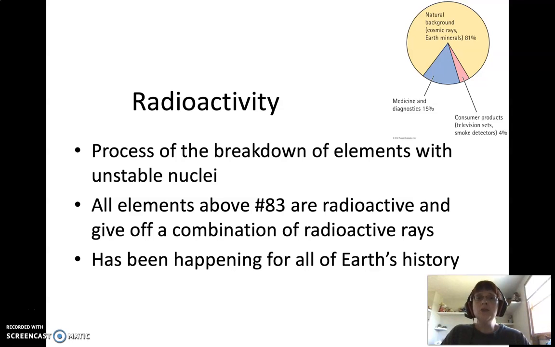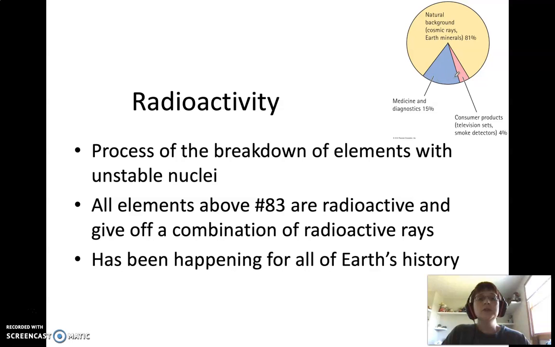And the thing is that radioactivity has been happening for all of Earth history and is happening all the time. So as you can see up here on our little chart, we've got background radiation, natural radiation. Some of this is coming in from outside of the planet. So we've got cosmic rays coming in from sources like the sun and other stars. And then we've got a good chunk of this radiation coming from Earth's minerals itself. Some of these elements above number 83 are in our rocks around us, and so they're giving off radiation all the time.